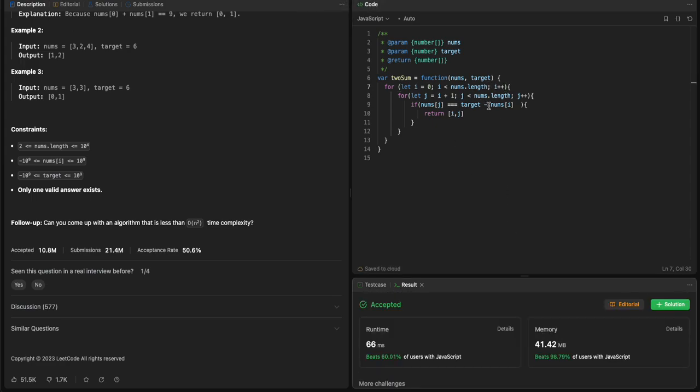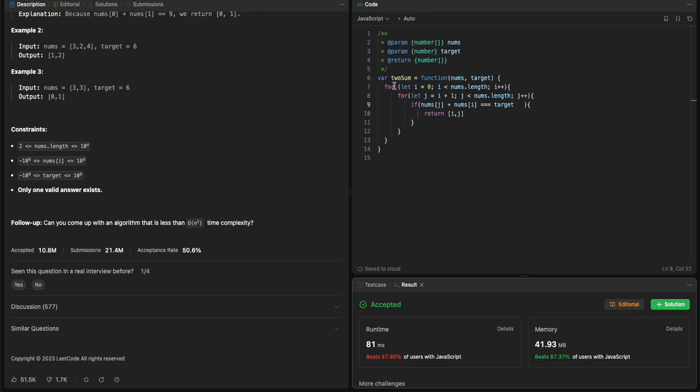Yes. Okay, let's just try to make it a different way. If nums of i plus nums of j equals target, we do the same. I guess it will be equals also. Yeah, it is the same. But the previous one, I was just trying to make it fancier, you know? So let's just try to discuss what happened here.